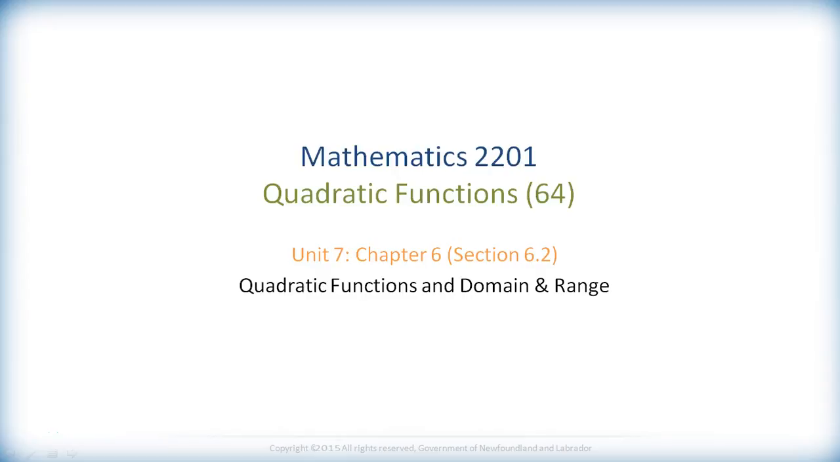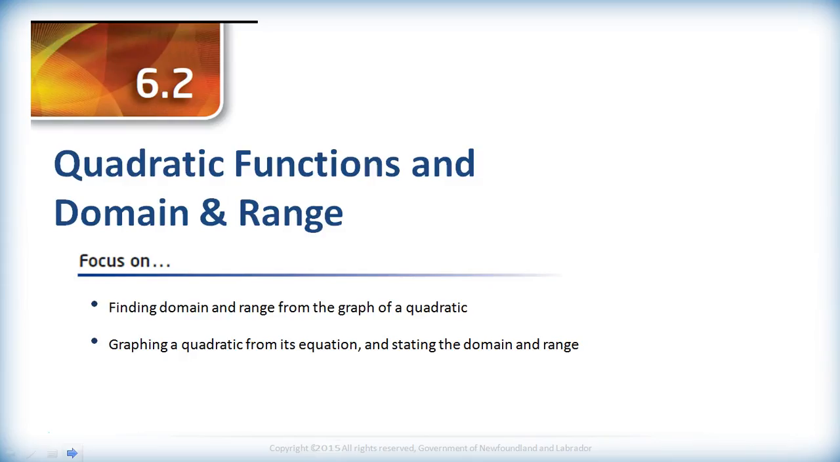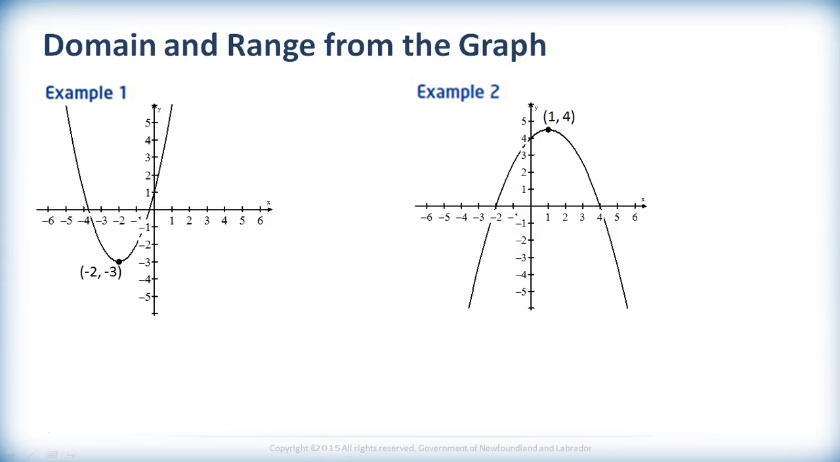Okey dokey, folks. Now we're going to look at, in our installment 64, rolling right along, quadratic functions and domain and range. Let's see what we can do with this now. We're going to talk about finding the domain and range from the graph of a quadratic first, and then we're going to take a quadratic from its equation, so the standard form of the equation, figure out what the graph would look like, and then state the domain and range from there. Wow, that's a lot. Let's go.